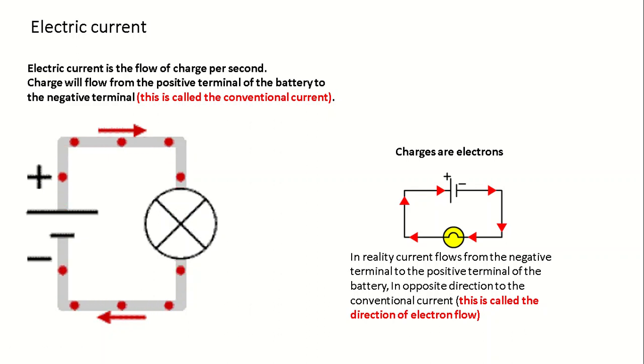But in reality, charge flows from the negative side, because it is an electron, through to the positive terminal. This is actually called the actual flow, or the direction of electron flow. But take note that we use the conventional current instead of the electron flow.